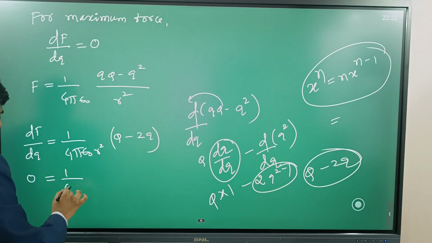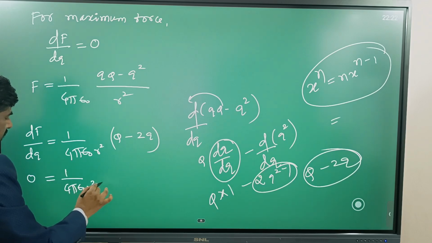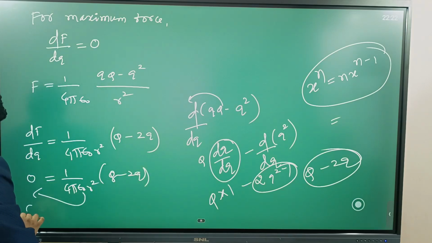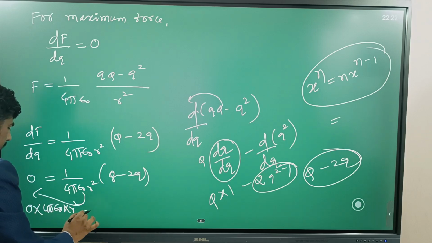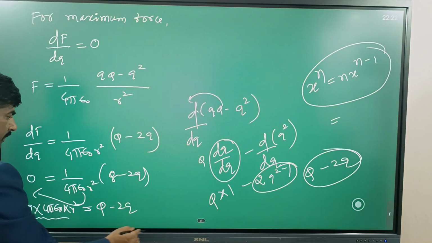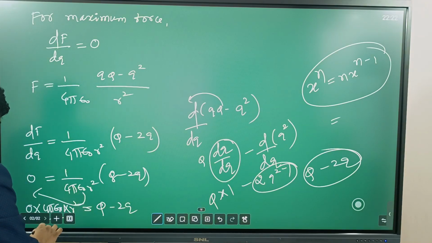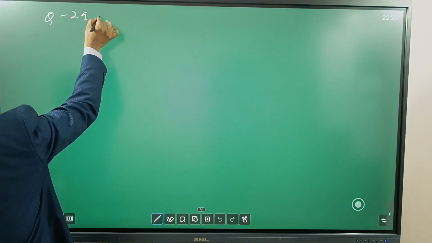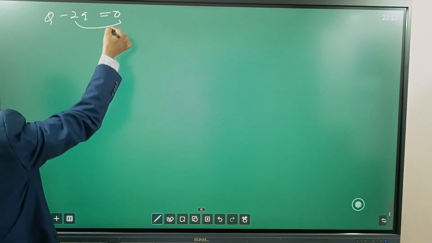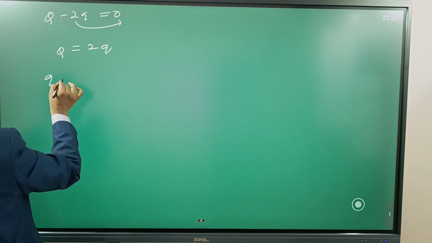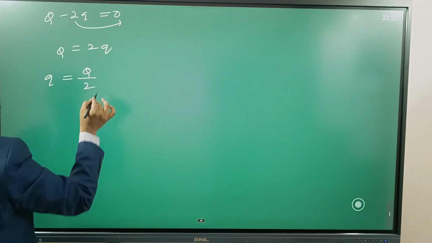1 divided by 4 pi epsilon naught I will keep as it is, then r square, Q minus 2q. So transfer this: what will happen? 4 pi epsilon naught into r square times Q minus 2q is completely 0. What remains here? Q minus 2q is equal to 0. Then transferring, Q is equal to 2q, or small q is equal to capital Q divided by 2.